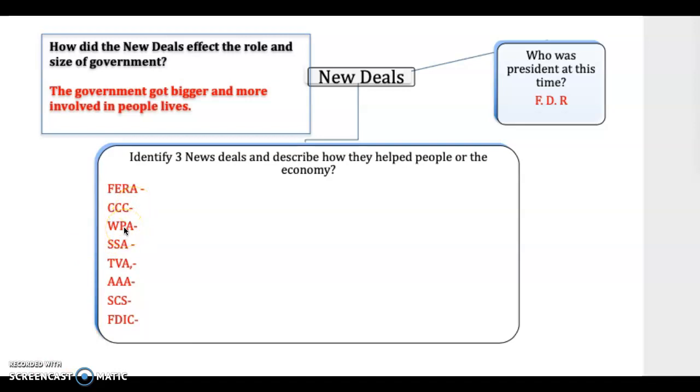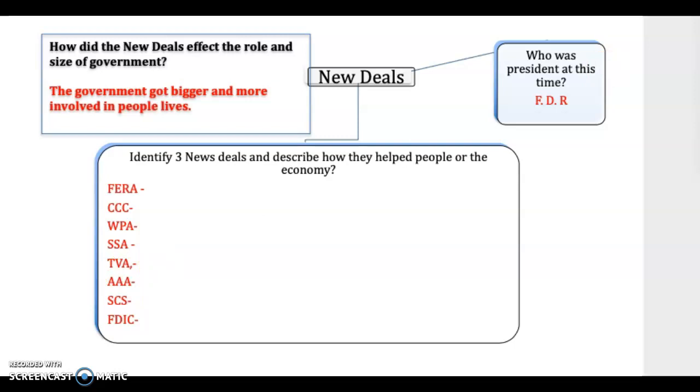The Works Progress Administration created 8 million jobs. They built 120,000 public buildings and 500,000 miles of roads, as well as painted murals that were supposed to boost people's morale. So this one really provided a lot of jobs for people. The Social Security Act was a safety net for both the elderly and children, where they could get a small amount of money from the government to help tide them over. It also created unemployment insurance so that when people did lose their jobs, they had something to tide them over until they got another job.